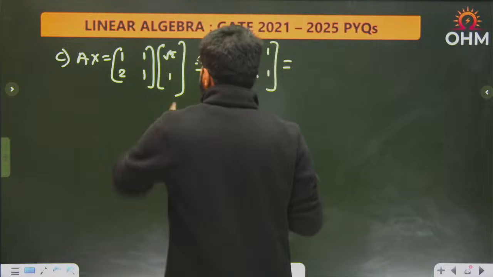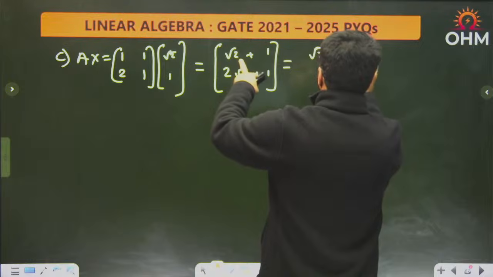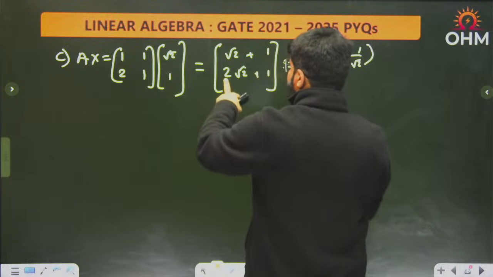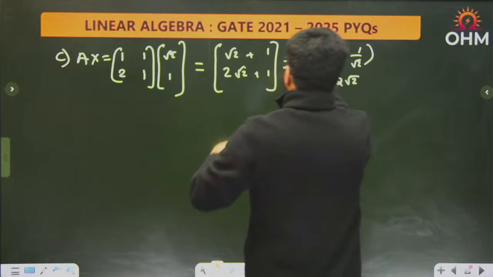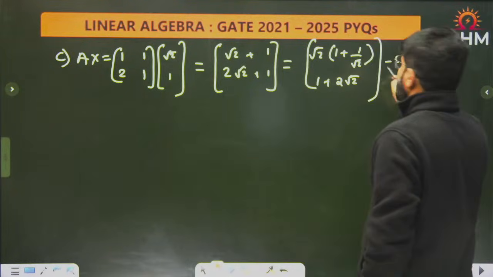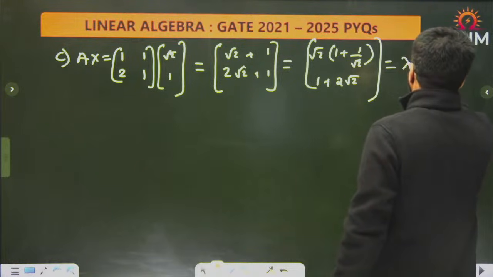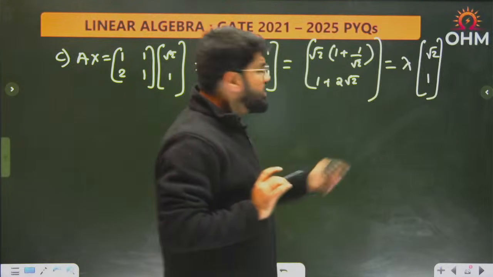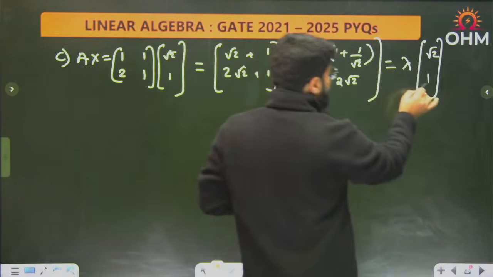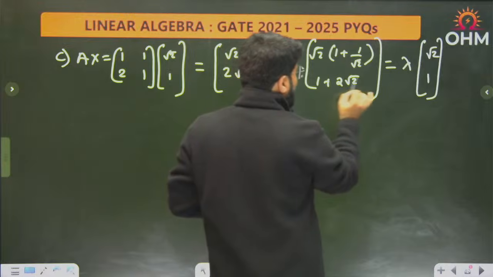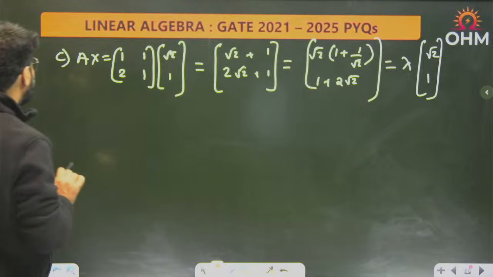Plus 1. Now again the same thing. If I try to take root 2 common from here, I will get 1 plus 1 by root 2, and the next element is like this, 1 plus 2 root 2. Correct? Now, can it be written as lambda times the given vector? The given vector is root 2 and 1. If this is true, lambda has to be 1 plus 1 by root 2. But this element directly should be lambda, and 1 plus 1 by root 2 is not 1 plus 2 root 2. So the C answer is also not correct.